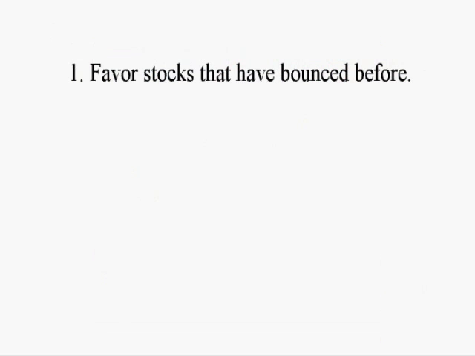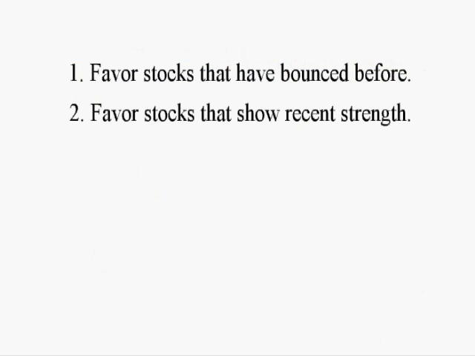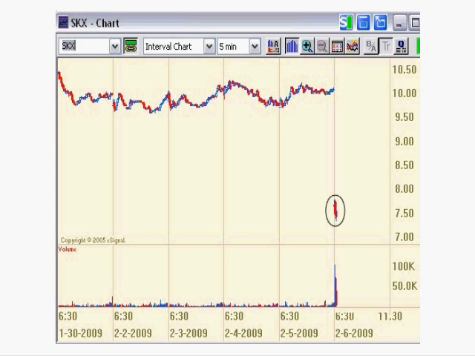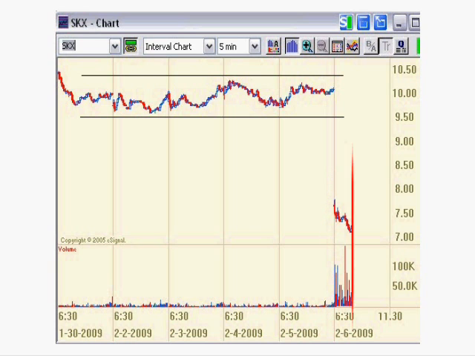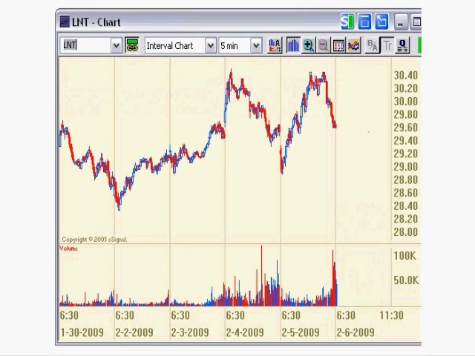Alright? Now number 2 is favor stocks that show recent strength. There's a stock that does not show recent strength. It's going to gap down right there where I have that circle. But look at its recent activity. It's very dull and it doesn't show any strength at all. Well, look what happens after the market opens. The stock does not bounce because it doesn't really have any backing.